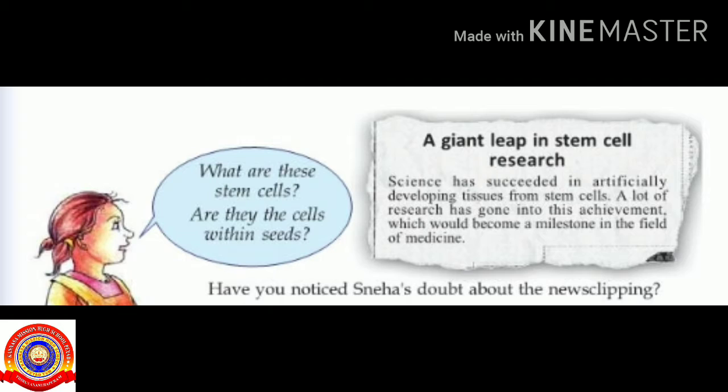Have you noticed Sneha's doubt about the news clipping? What are these stem cells? Are they the cells within seeds? Children, do you have the same doubt as Sneha?